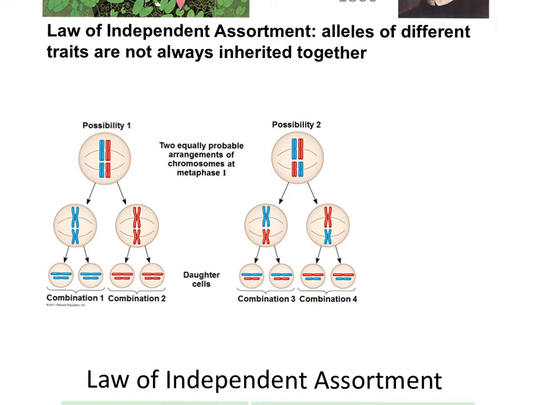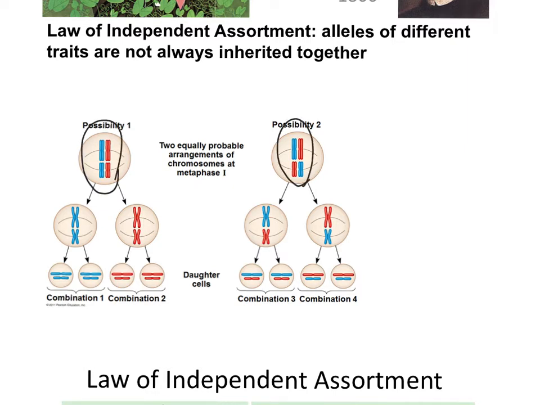Meaning, just because, let's say, I'm looking at a mouse that is brown with a long tail, it does not necessarily mean that all of the brown offspring will also have a long tail. It's the idea that fur color and tail length are inherited separately due to the fact that they are on different chromosomes. So independent assortment means that they line up differently during meiosis.